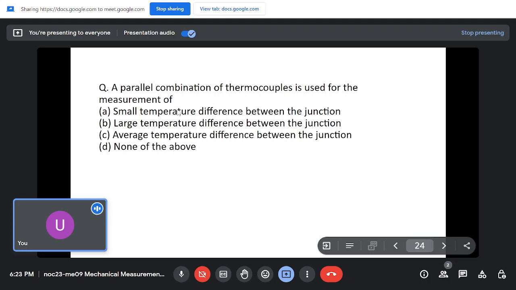So in this case, if you combine thermocouples in a parallel combination, what type of measurement will you get? Is it used for a small temperature difference, a large temperature difference, or an average temperature difference? The answer is option C. You get the average temperature difference. So to get an average temperature difference, use a parallel combination.